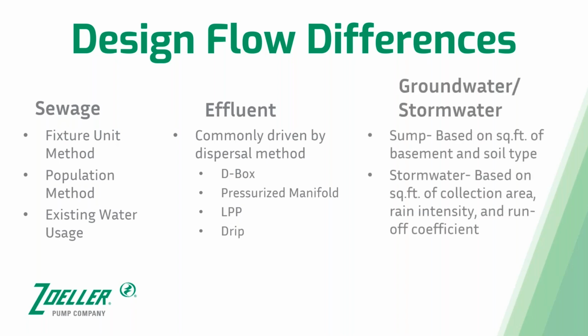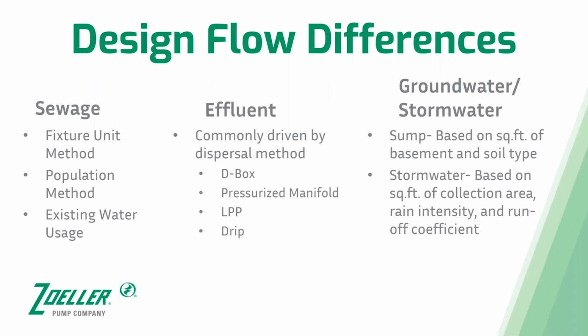And then lastly, we have groundwater and stormwater systems. Typically, you're going to use the square footage of the basement along with the soil type for sump applications or groundwater applications. It's important to consider your soil type because water moves much faster through some soil types than others. For example, water moves much faster through sandy soil than it does through clay soil, which means that you're going to have more water collecting in that sump pit at any given time. So you need a pump that is capable of handling those higher flow conditions.